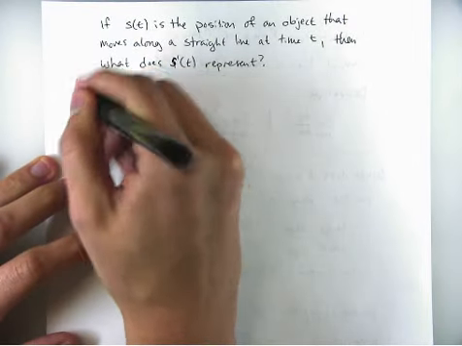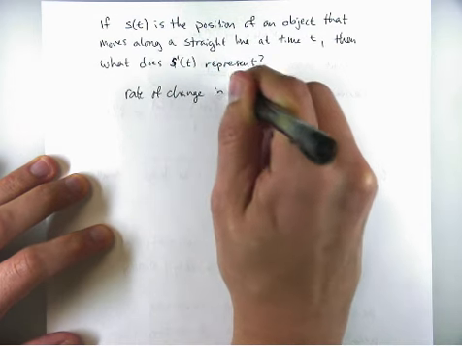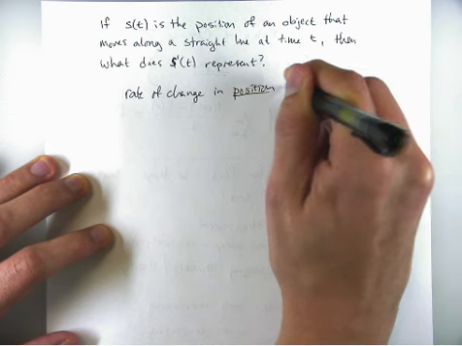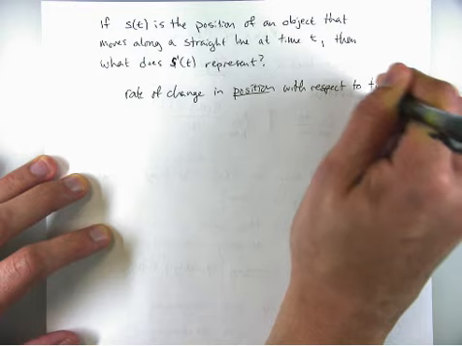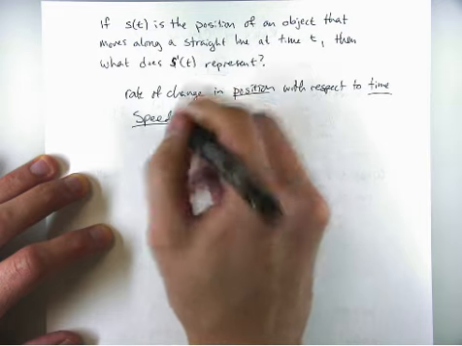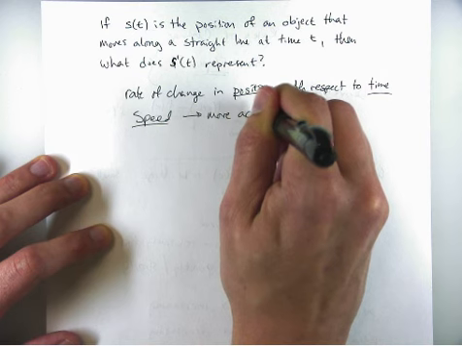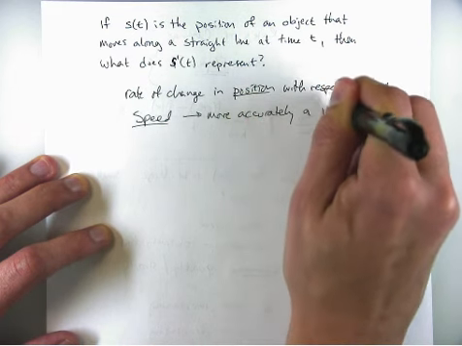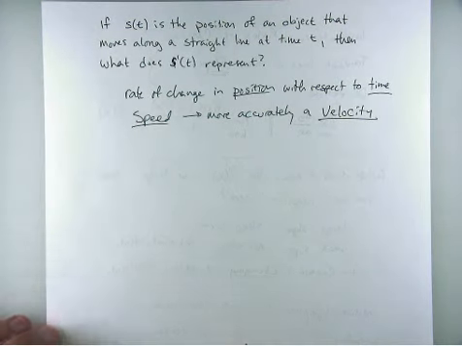So rate of change in position with respect to time. It's a speed. More accurately, we call it a velocity. V-E-L-O-C-I-T-Y. The difference between a speed and a velocity is that a speed is just a size.